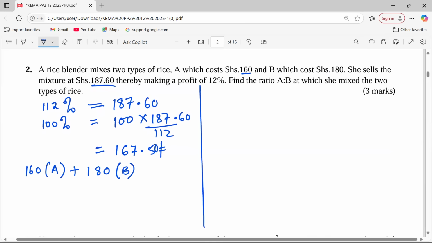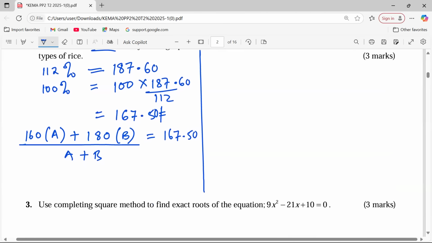Now, when this is divided by the number of kgs which have been mixed, we have mixed A kilograms for the first type and then B for the second type. Now, this is going to give us 167.50. So at this point now, we can do a cross multiplication where we should get 160A plus 180B. This is equivalent to 167.5A and also 167.5B that way, because A plus B multiplies this part.